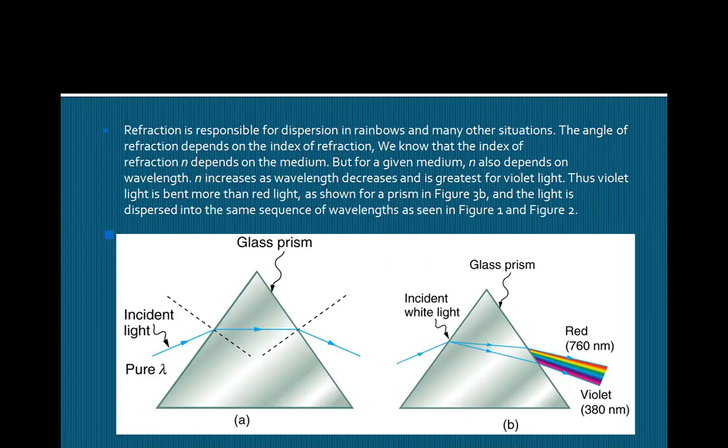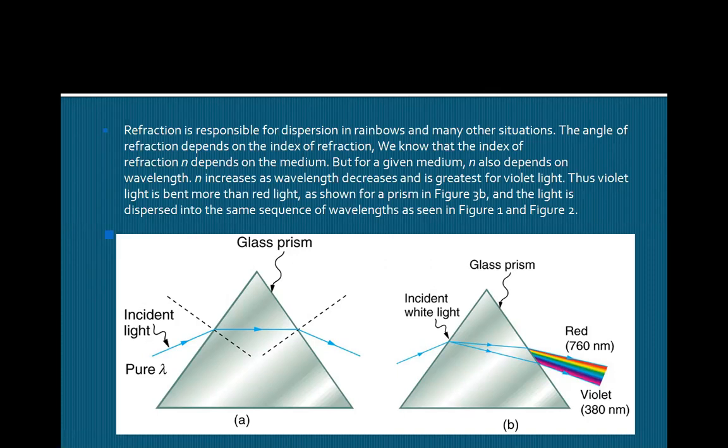We know that the index of refraction n depends on the medium, but for a given medium n also depends on the wavelength. What it means is that for the process of dispersion and refraction, it depends on the wavelength as well as the index of refraction. Index of refraction means how much refraction occurs in that medium. The higher the density of the medium, the more the bending of light, and the greater the index of refraction.